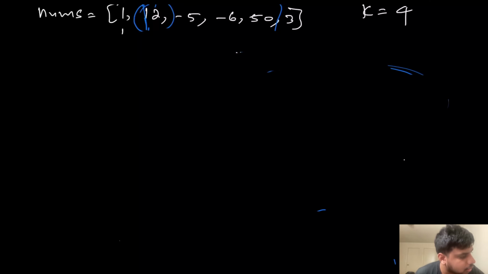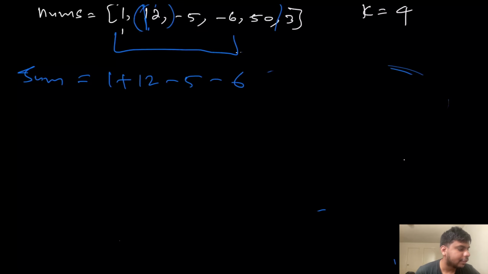Yeah, so this is our example. So first window is 1, 12, minus 5, minus 6. So instead of finding the average, find the sum. 1 plus 12 minus 5 minus 6, and an average is just this divided by k, right? So whatever we did before, we will do the same with sum.